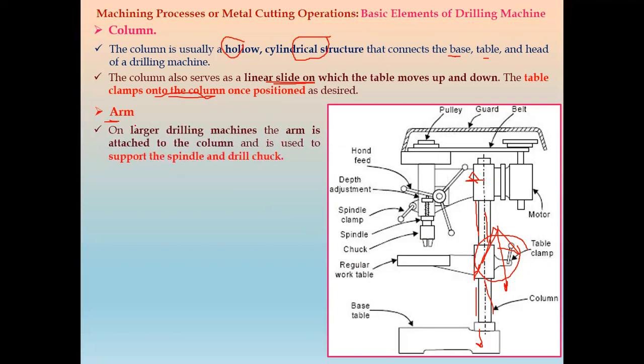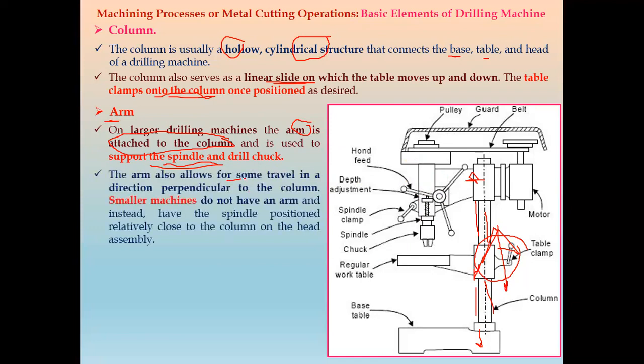So on a larger drilling machine, the arm is attached to the column and it is used to support other parts like the spindle, drill chuck, and other parts of this drilling machine. That is the arm. The arm is also allowed to have some travel in the direction perpendicular to the column. So we can say sometimes the arm is used to travel or have a movement in this direction, that is perpendicular to the axis of the column.